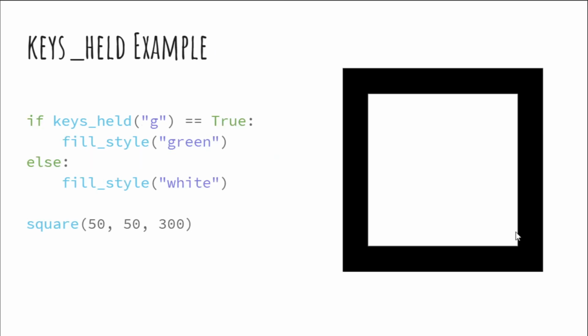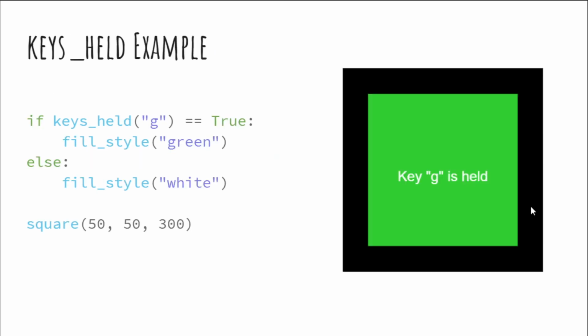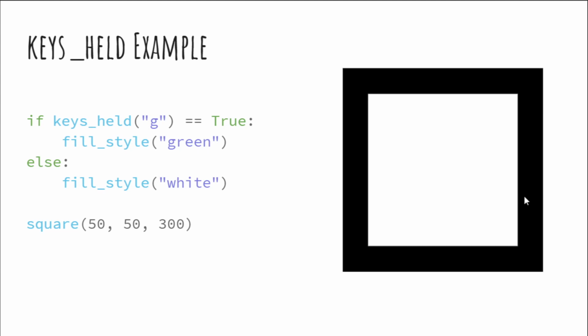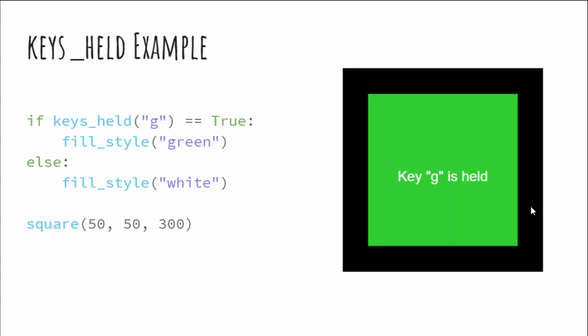So here's an example. We have if keys held G is true, then we will fill style green, else we will fill style with white. And then we'll draw a square at 50, 50, 300. That text in the middle will not show up if you just copied this code.